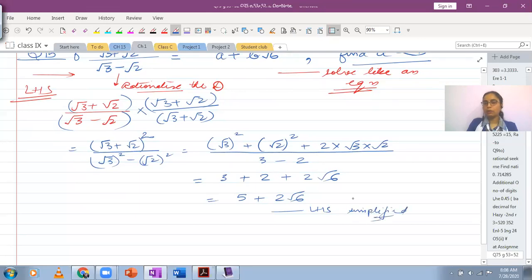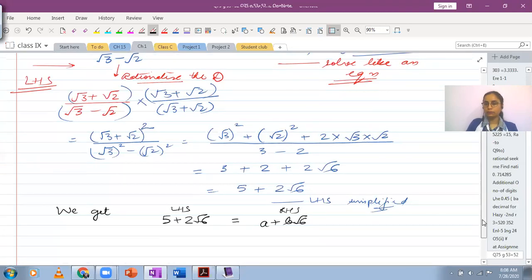Now I will bring back the equation that I have. So we get left hand side as 5 plus 2 root 6. This is my left hand side. And right hand side was a plus b times root 6. This is what I have.